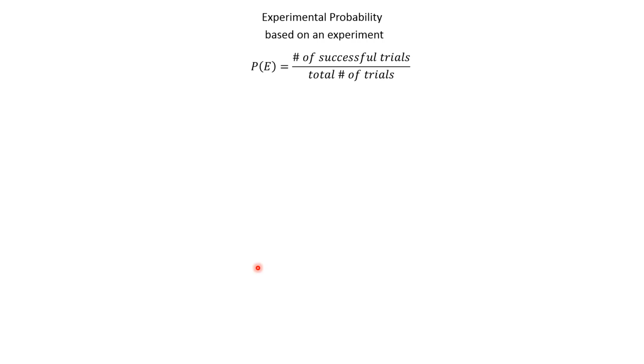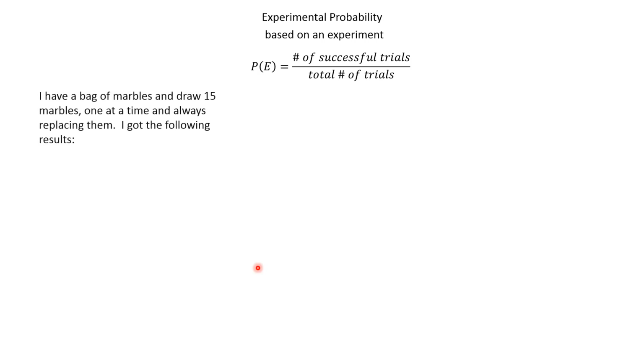I flip a coin a bunch of times. Each time I flip a coin, it's a trial. And so that's the vocab word for here. And so, experimental probability, we have a bag of marbles. We don't know what's in the bag, but I draw 15 marbles, one at a time, always putting it back.